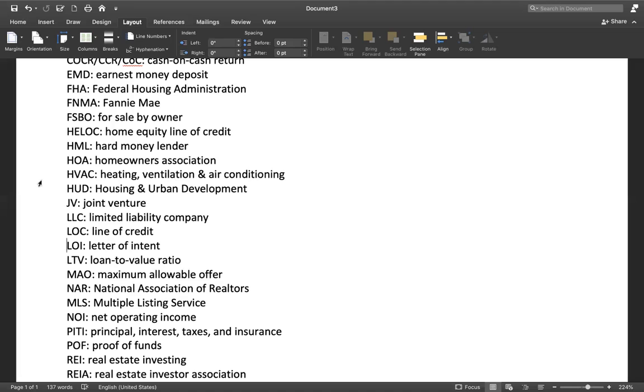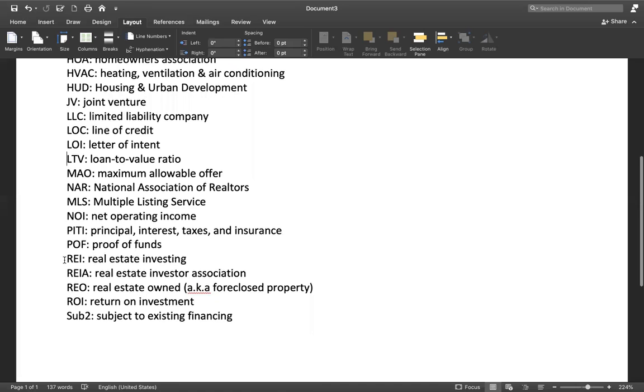Some people use LOIs before they sign a contract. It's a letter of intent. Basically, they'll submit a one-page LOI saying, I will purchase this property for X. Give me a few days to do due diligence. Another one is LTV, or loan to value ratio. It's more on banking. So if the property is worth 200K and you get a 100K mortgage on it, the loan to value ratio will be the 100K divided by the 200K, which is 50%.